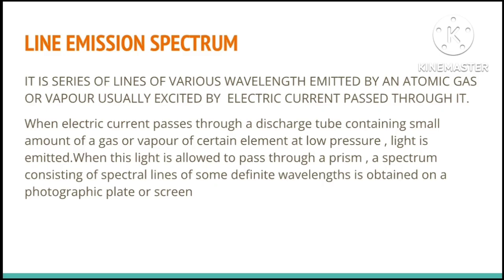When an electric current passes through a discharge tube containing a small amount of gas or vapor of certain elements, like mercury or sodium, at low pressure, then light is emitted. When this light is allowed to pass through a prism, a spectrum consisting of spectral lines of some definite wavelength is obtained on a photographic plate or a screen. The spectrum emitted by atomic hydrogen has a black background with bright lines, and is known as the line emission spectrum.